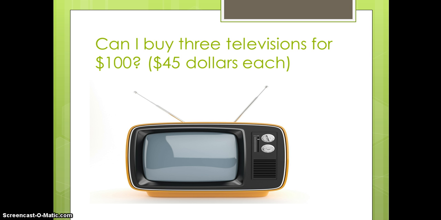Okay, so welcome back. Each television costs $45 each. So I'm going to round 45 up to $50. I'm going to multiply 50 times 3, and I get $150. Well, that obviously is way more than $100. So if I'm just estimating, I probably cannot buy 3 televisions that cost $45 each for $100. I need more money.